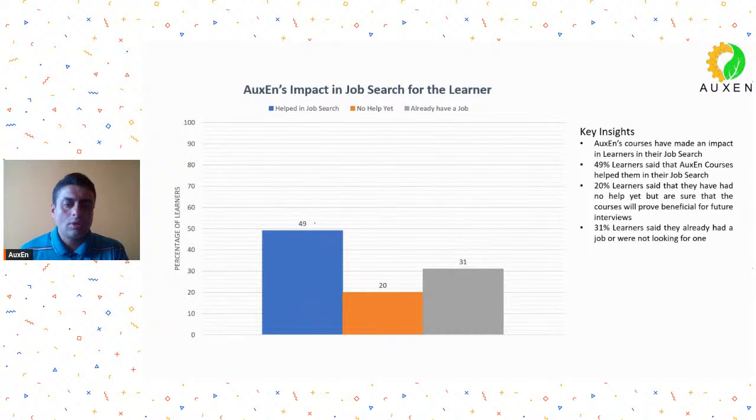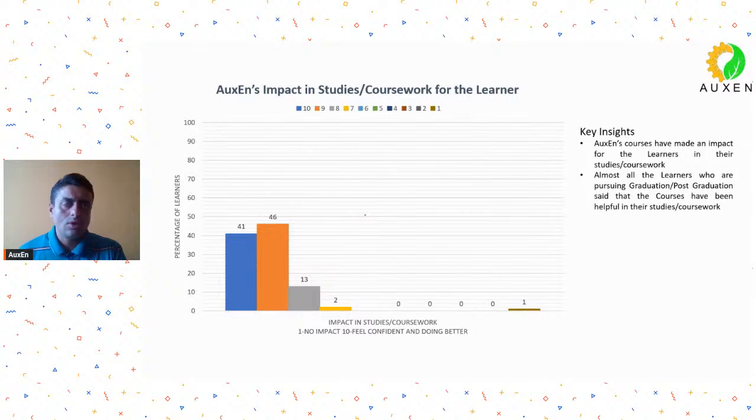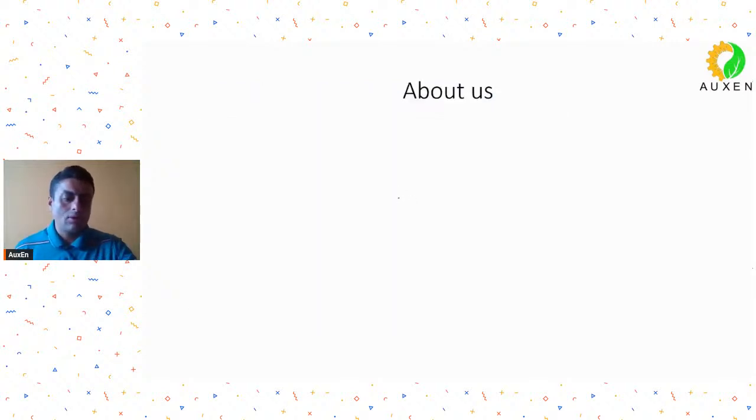And in job search also our courses helped. So many of them already had a job, but the majority said that our courses helped them in job search as well. And those of our participants who are undergraduate or postgraduate students, many of them also agreed that the impact on their coursework or studies was also quite significant. So as you can see, through our courses we are not only targeting software proficiency, or understanding of codes, but we are looking at the overall picture, the overall development of our participants.